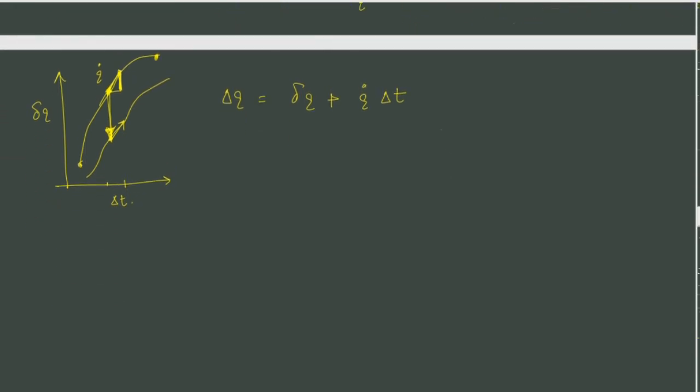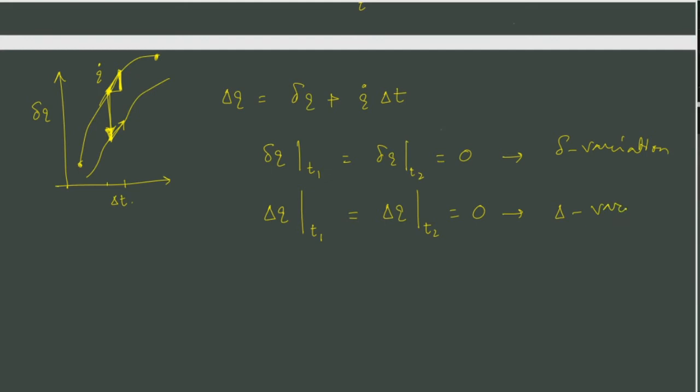Just like we demanded in our earlier variation that delta q vanishes at t1 and at t2, similarly this time we will demand that delta q, where delta means this type of delta, the capital delta, vanishes at t1 and t2. Okay, this is with the old variation, and this one is called the delta variation.